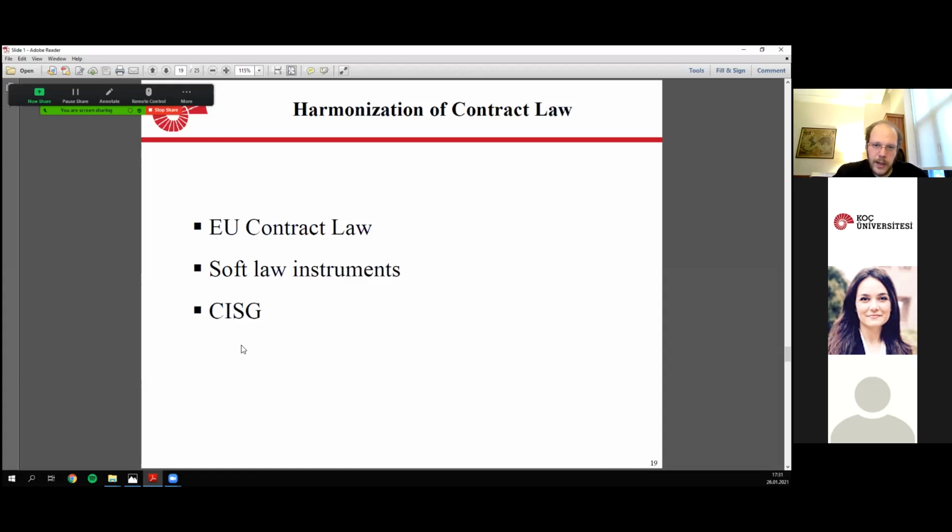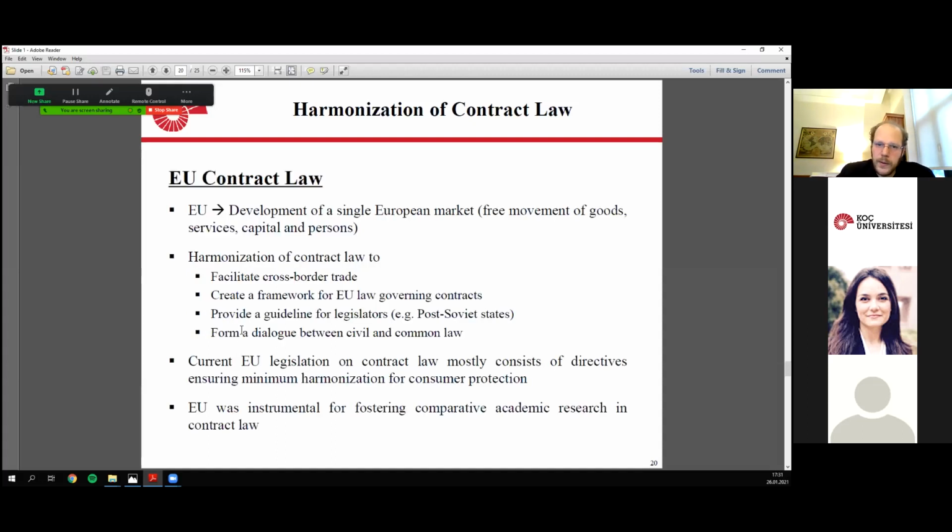And the last part of my presentation concerns harmonization of contract law in the EU and in the international context. So we have to start with the EU when we talk about harmonization, because as you know, the EU aims to develop a single European market where free movement of goods, services, capital, and persons is established. And to allow that, the differences of legal rules should be eliminated to a certain extent. And contract law is a field of law where such a need becomes evident.